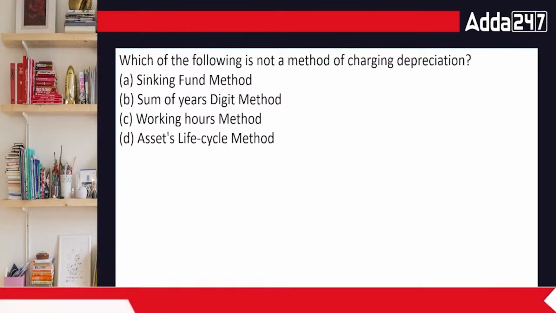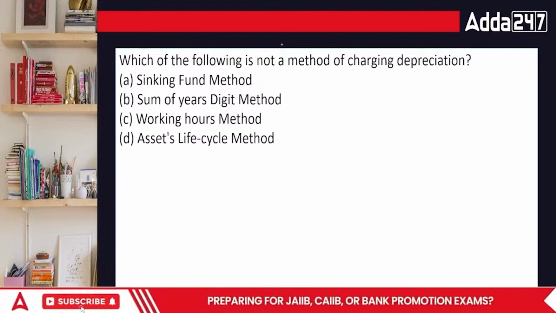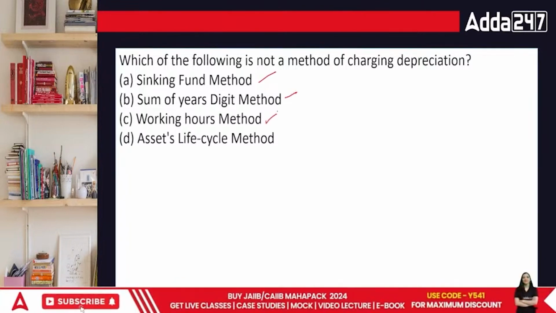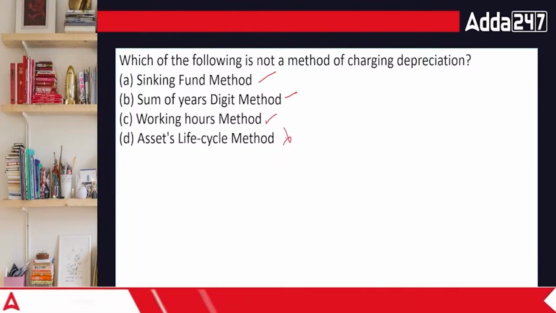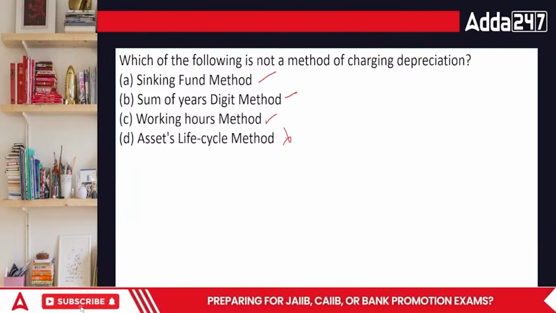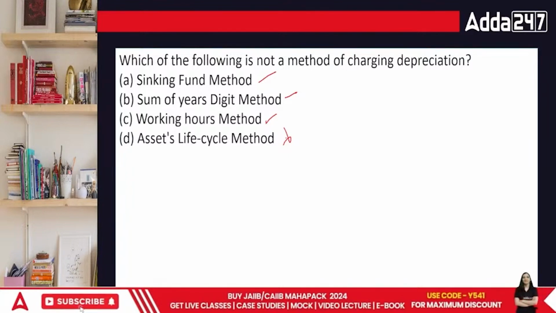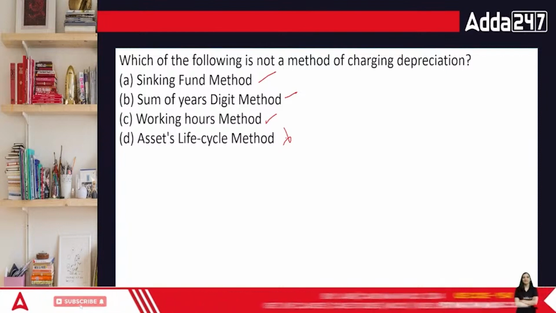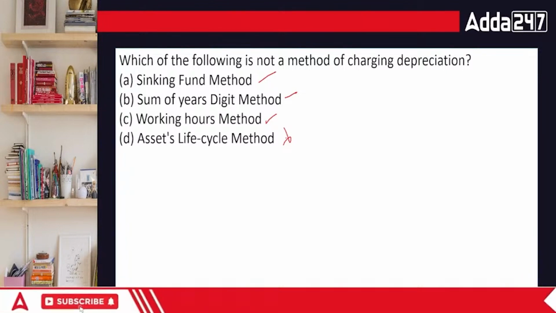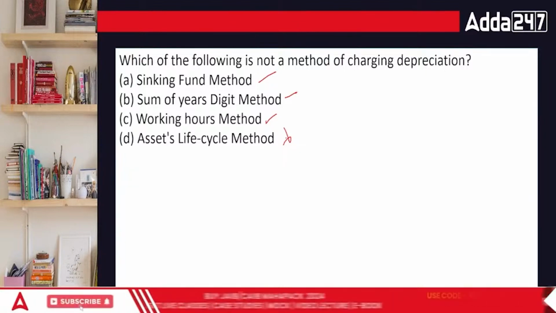See, sinking fund is a given method, right? Then the second point is sum of year digit is also a method. Working hours is also a method. There is no method like asset life cycle. There is no method named this asset life cycle. So in this case, what's correct and what's not? Asset life cycle. There is nothing called asset life cycle, everyone. Okay?